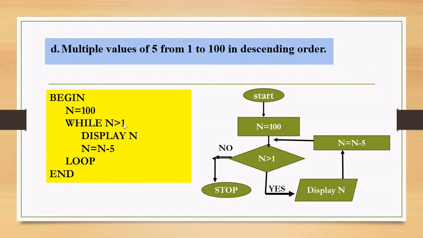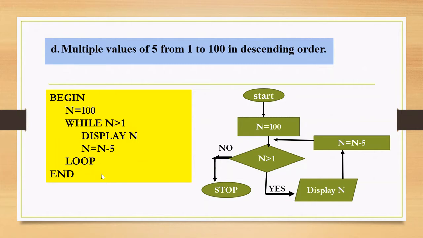Because you know 1 is not a multiple, but if you put equal here, it's okay, right? You know 1 is not there, but you can put equal also, because we want from 1 to 100, no? Therefore, you can put the equal symbol here also. But 1 is not printed, right? Display n, then 100 is printed, then 100 minus 5 is 95. 95 greater than 1, yes, then 95 is also printed.